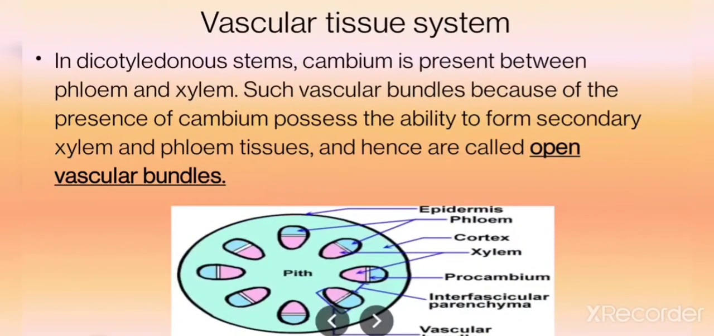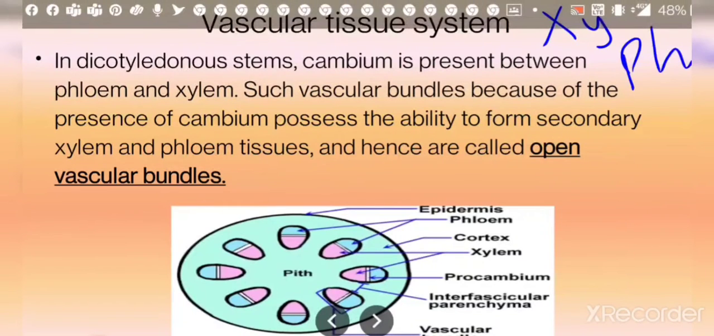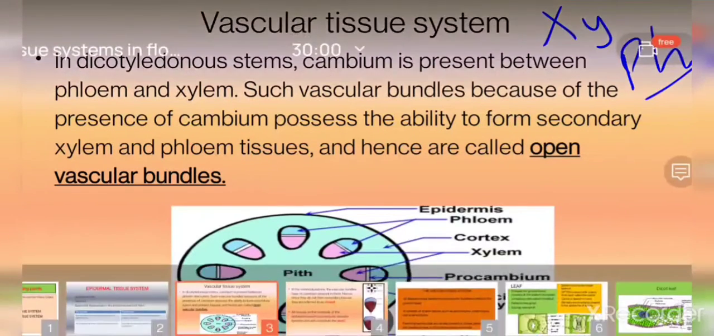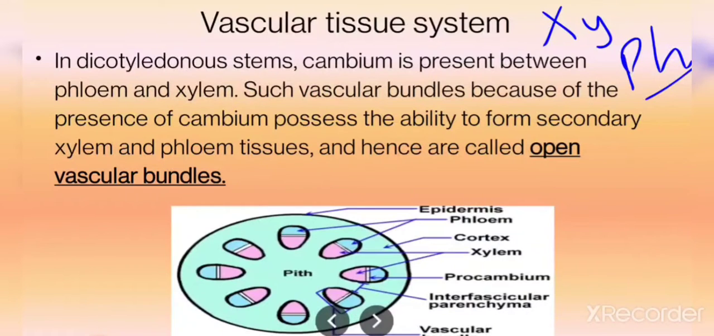Now the next one, we'll be talking about the vascular tissue system. Why didn't we talk about the ground tissue system first of all? Later on throughout the whole session, the ground tissue system is going to be discussed. So let us have a look at the vascular tissue system first. The two complex permanent tissues, that is xylem and phloem, combine together and form the vascular tissue systems.